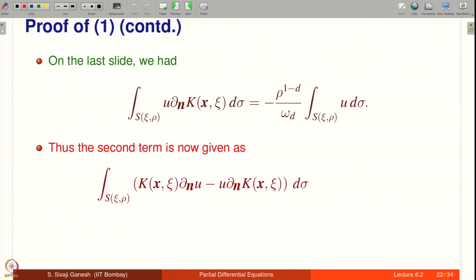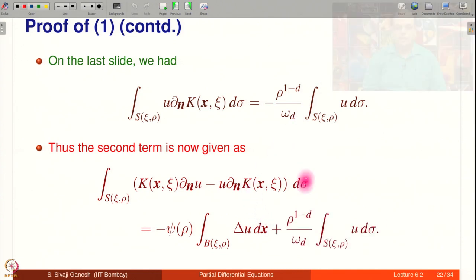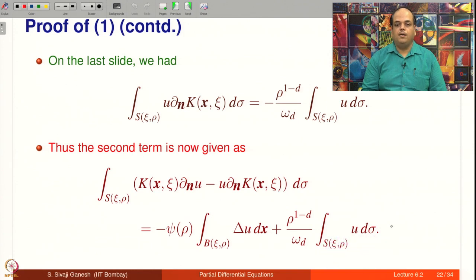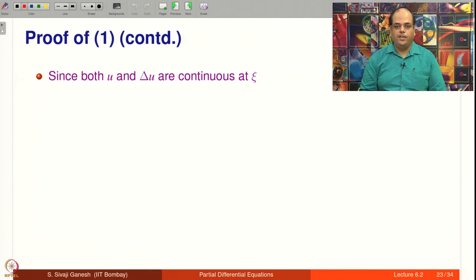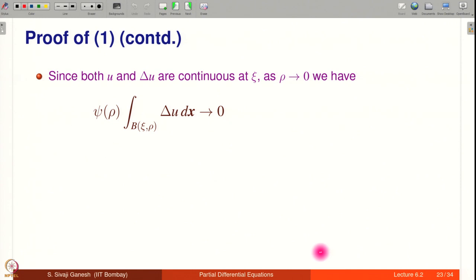Thus, the second term is now given by minus psi of rho times the integral over the ball of Laplacian u, plus rho power 1 minus d by omega d times the integral over the sphere of u d sigma. Since both u and Laplacian u are continuous at xi, we have assumed u is C2 of omega bar. As rho goes to 0, psi of rho times the integral over the ball of radius rho of Laplacian u goes to 0. Because the modulus of this term is less than or equal to M times psi of rho times the volume of this ball. What is M? M is a bound for the modulus of Laplacian u. Now, psi of rho is like rho power d minus 2, whereas the volume of the ball is like rho power d. Therefore, their product behaves like rho square. So, as rho goes to 0, this term goes to 0.